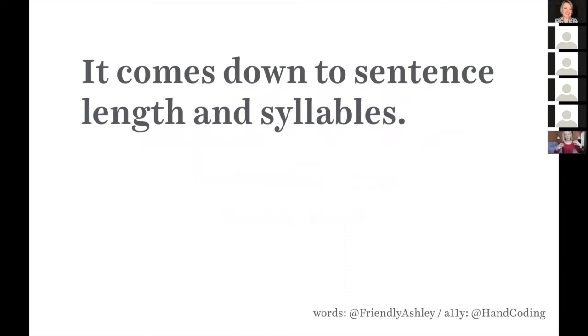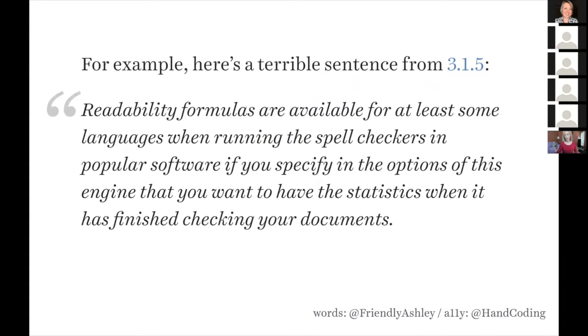Now, to give you a better idea of that sort of thing, I thought, let's go through an example of a really bad sentence. So, for example, here's a terrible sentence from WCAG 3.1.5, which says that readability formulas are available for at least some languages when running the spell checkers in popular software if you specify in the options of this engine that you want to have the statistics when it has finished checking your documents. Now, what the fuck does that even mean?